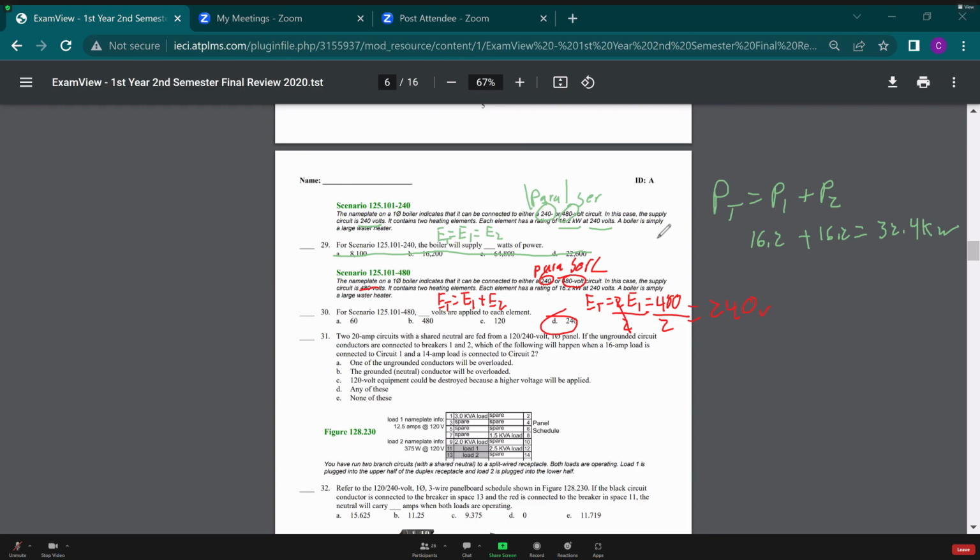IEC is not really going to be asking you that as much. That's a little bit more of a higher level math problem. So for these ones, just break it down to parallel or series. You don't have to worry about it being combination.